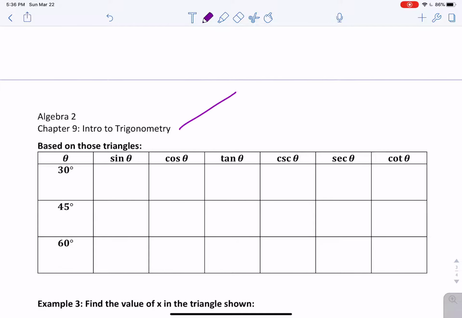So for a 30-degree angle, I know that opposite 30 is x. This is x root 3, and this is 2x. So the sine would be x over 2x. Well, the x's will cancel, and you'll just get 1 over 2.